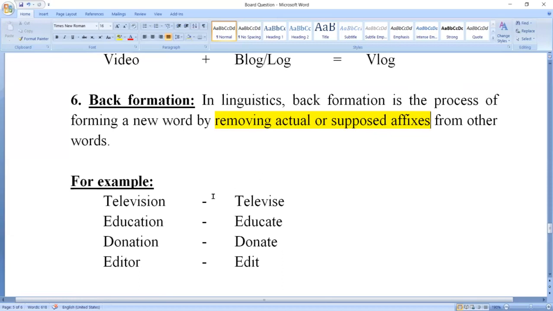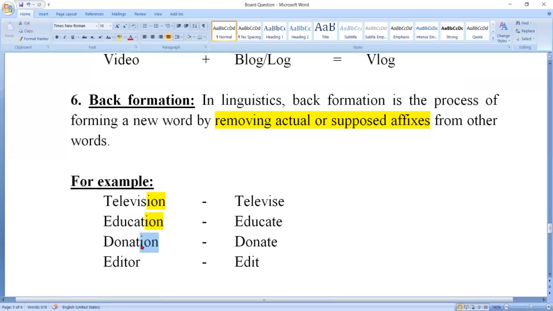That is, television is the word, but here we have removed ION and made it televise. In the same way, we have removed ION from the word education and we have got the word educate.